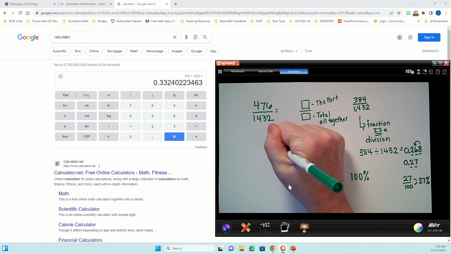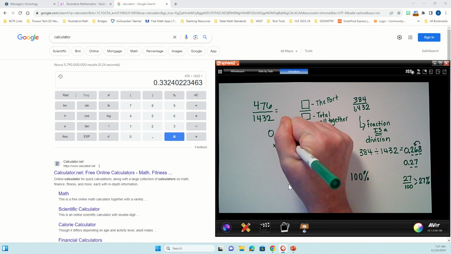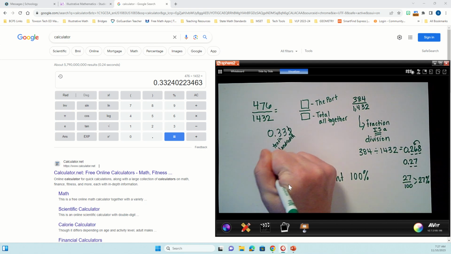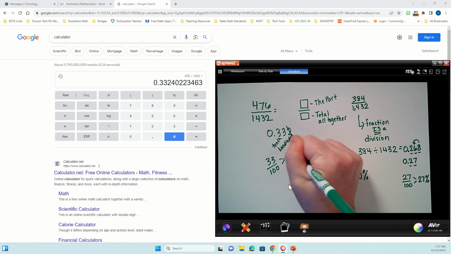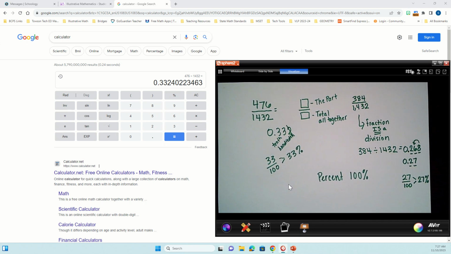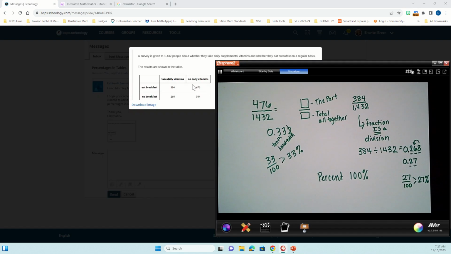These are my tenths, and these are my hundredths. This is like back to elementary school. This would be 33 out of 100, and 33 out of 100 is 33%. Done. You'll go through each one of those situations, and the smaller number is the part. That's how many people fit that category. The total number of people surveyed is 1,432. Numerator, denominator. Hope this helps.